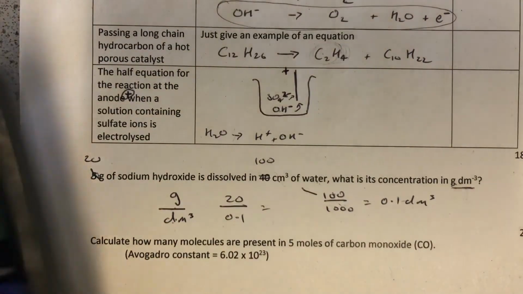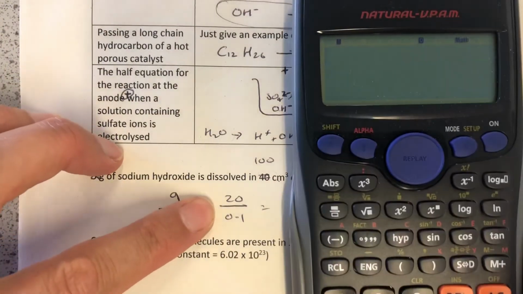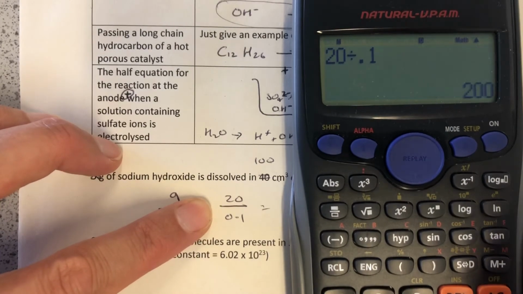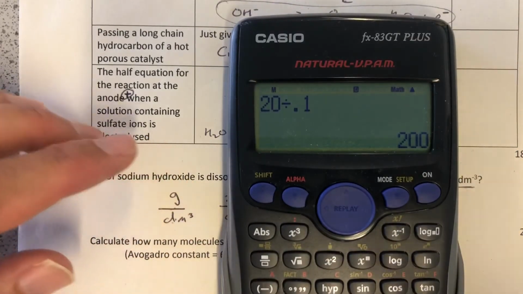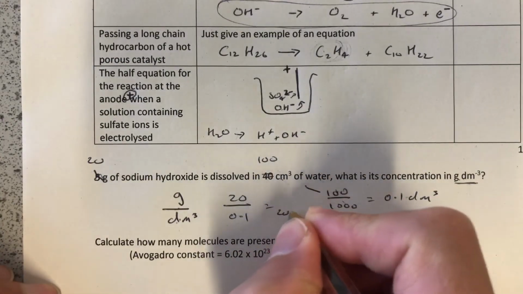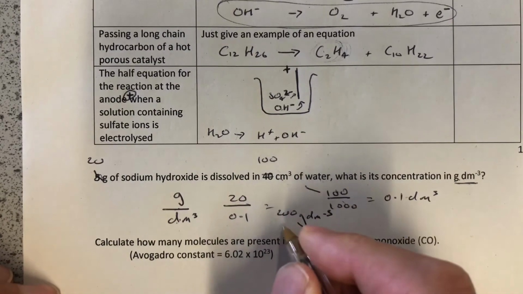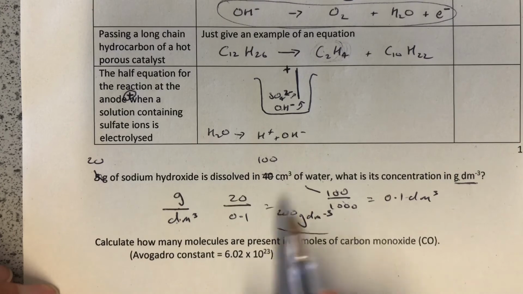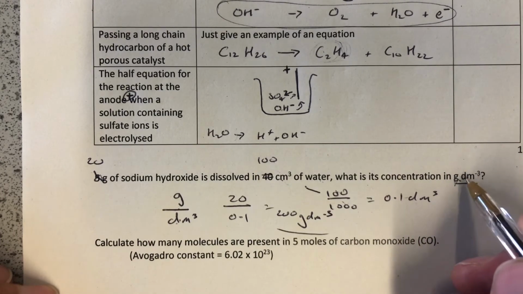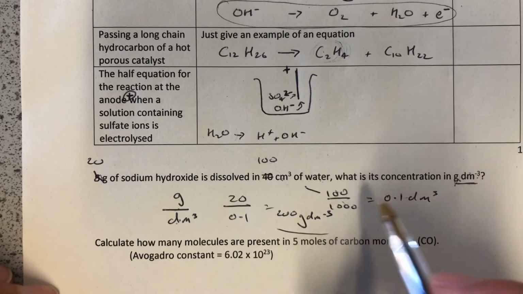All right, found it in the calculator. Okay, so let's put that into a calculator. 20 divided by 0.1 equals 200. So our answer there is 200 grams per decimetre cubed. Now obviously that's not your answer to this question because I changed the numbers. But basically, grams per decimetre cubed, grams divided by decimetre cubed. Turn a centimetre cubed into a decimetre cubed by dividing by 1,000.